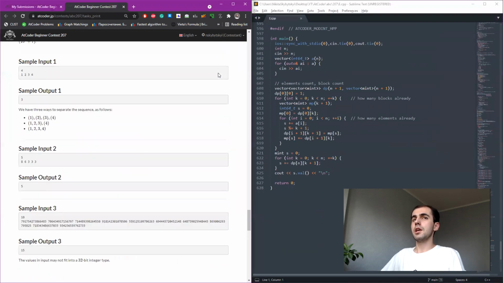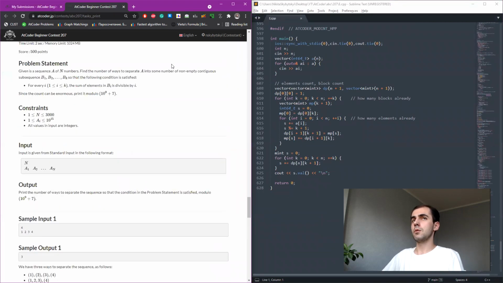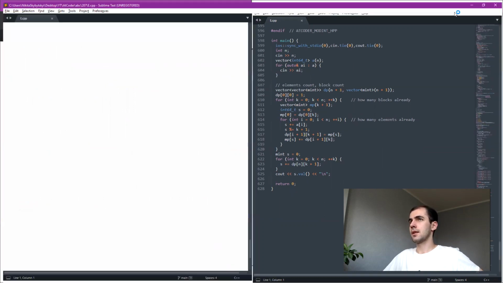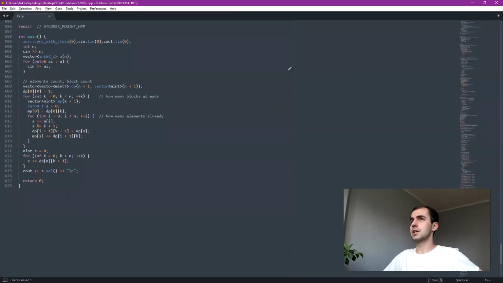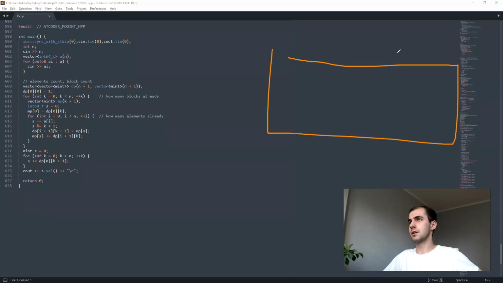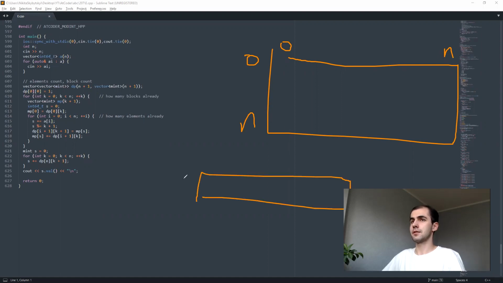I remember E. We wanted to count partitions of A into blocks such that the sum of every block is divisible by its index. And what I said is that we're going to have dynamic programming on the length of our array, and actually how many blocks we have. And at most we have n blocks, when each element is in its own block.